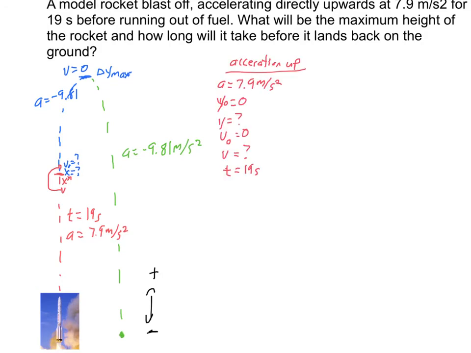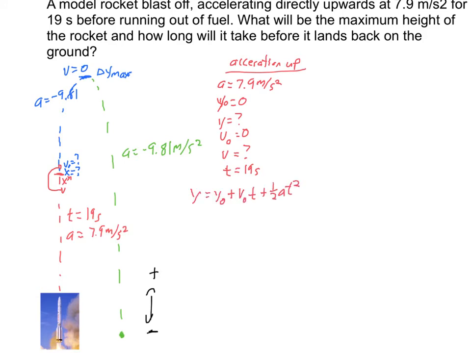All right, so I wrote down all my variables that I know and the two things that I'm looking for. I'm looking for final velocity. I'm looking for final height in the accelerating up piece there in red in my picture. I'm going to start out by solving for the final position in this red piece. So let's pick a kinematic equation.